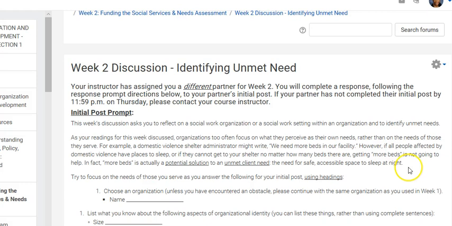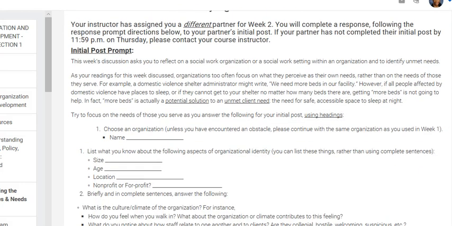So you're going to reflect on a social work organization, and hopefully you will just use the organization that you started with for week 1. You're going to focus on needs. This is a discussion about not what you think is a need, not what your organization necessarily thinks is a need, but what actually is a need to benefit the clients that we're called to serve.